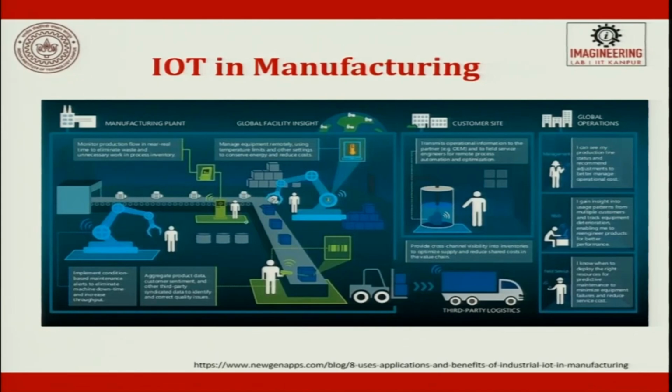So, you are doing 20 more products which are not to be sold right away, but still you do the work and then keep them somewhere. So, that is what the manufacturing plant is doing. Then let us look at the global facility insight. Here you manage equipment remotely using temperature limits and other settings to conserve energy and reduce cost.